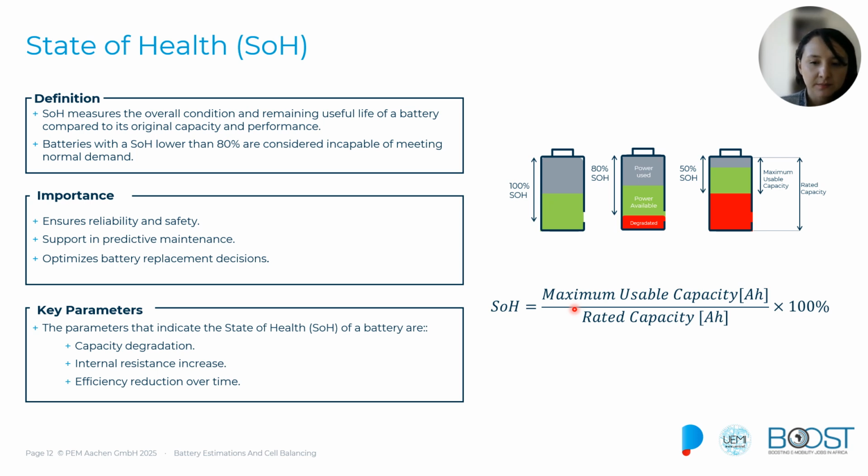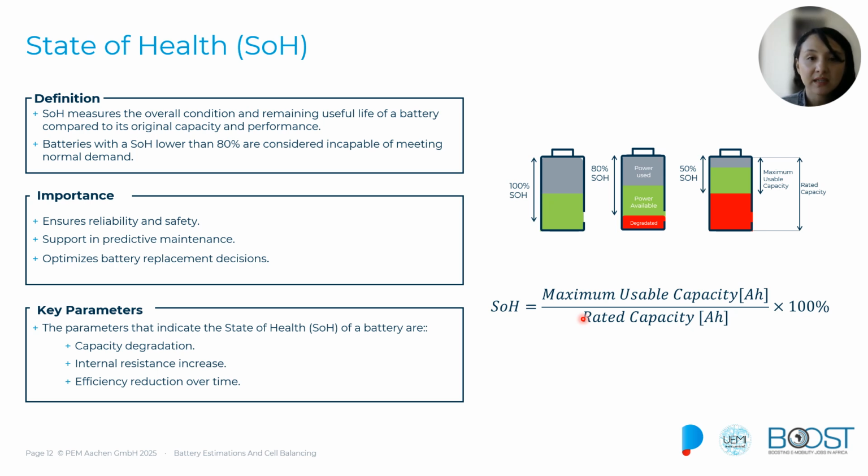So in this case, a battery that is new will have a state of health of 100%, and usually we consider that the battery is still in good condition if the state of health is above 80%. Below that value, the battery may no longer meet the operational requirements for its initial purposes, and because of that it needs to be replaced.